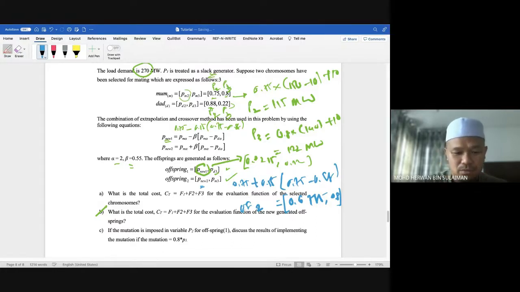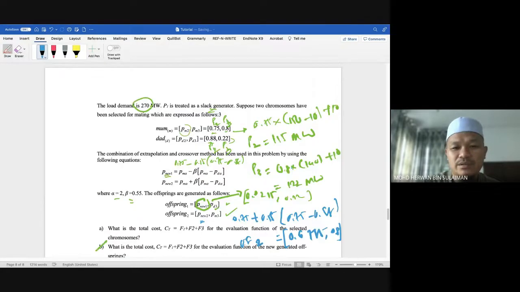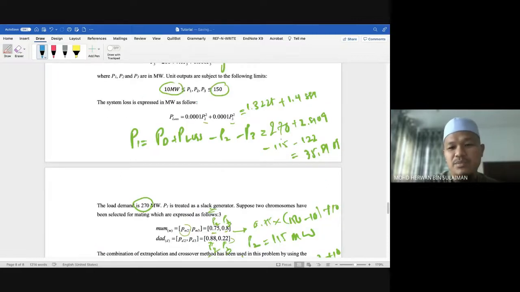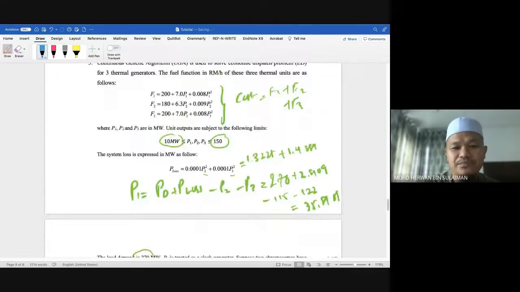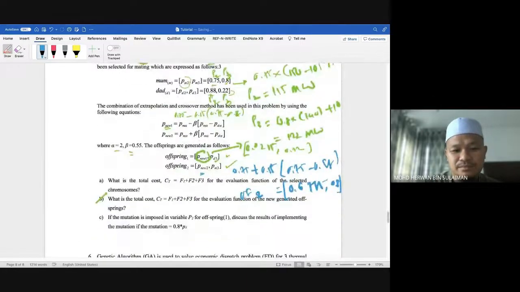And then you replicate that. You do the calculation again, you do the evaluation by decoding this value. You get the P2, you get the P3, and then you get the loss, and then you get the P1, and put everything into this equation and calculate the cost. And then question C is similar to the previous example for binary, but now you just use mutation and then calculate the cost again. So that is what we do for this example.